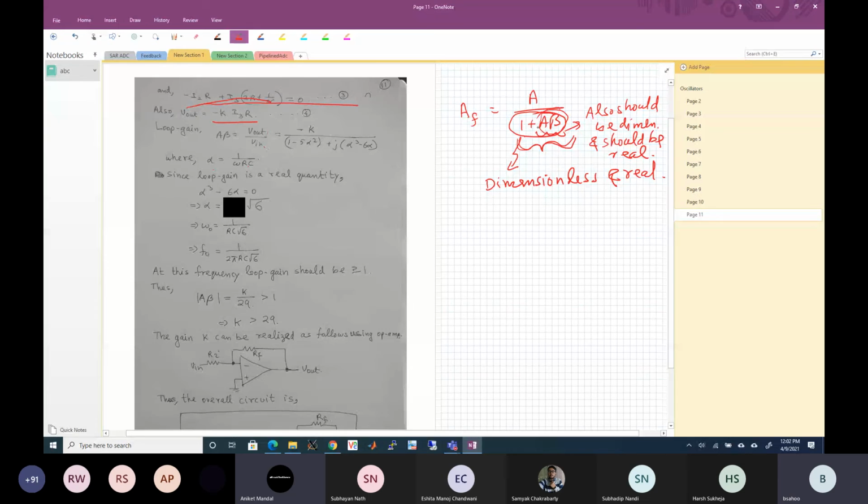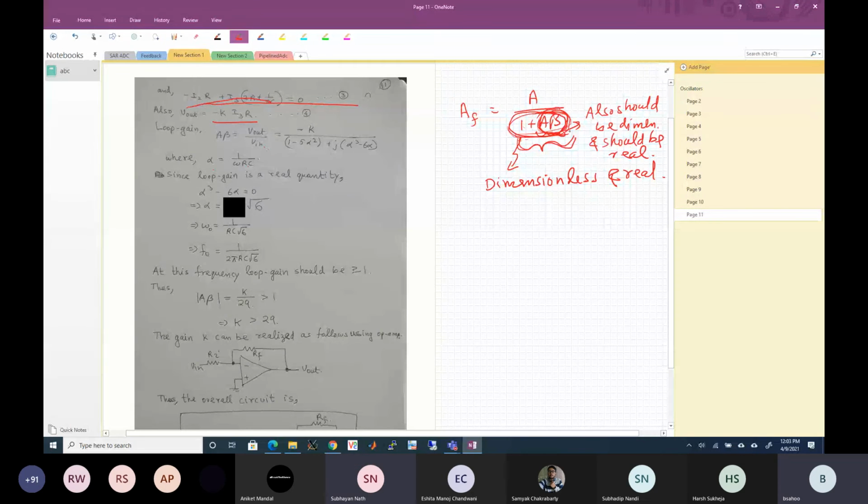Now do you understand, all of you? When will this be 0? The denominator to satisfy the Barkhausen criteria of oscillation is 0 only when this is real. If it is not real, if it is imaginary, then you cannot ever have this term as 0. There will be a phase shift.